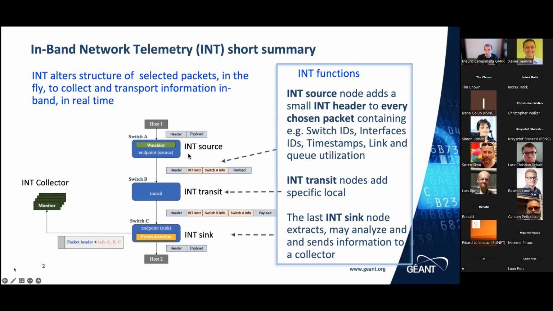One is the INT source, the first switch that adds and modifies the packet according to the wishes of the end user or manager of the network. There is an INT transit, a switch that receives a packet already enriched by some INT information and can add further information, and a sink that just removes from the packet all the information which has been collected along the path.